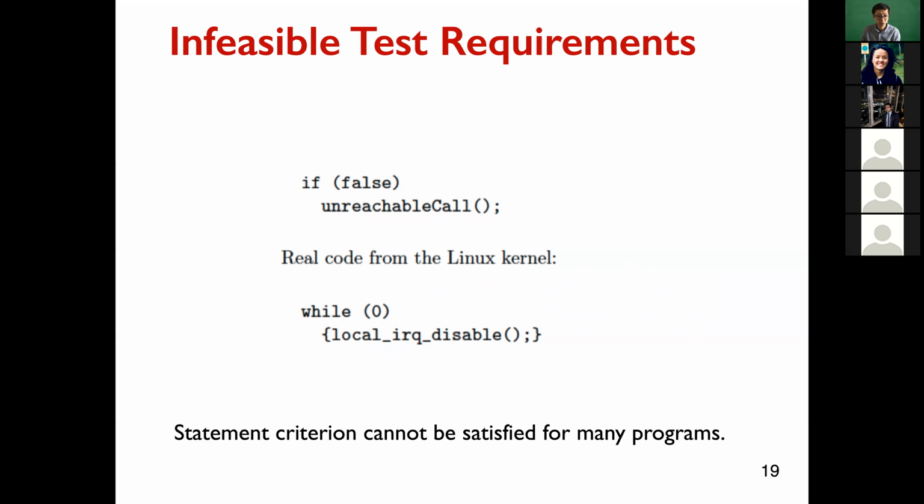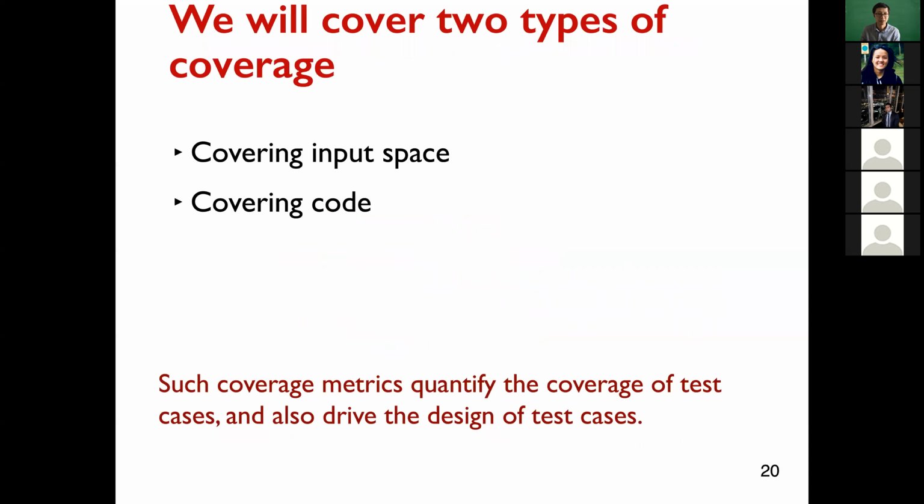So we talk about two coverage types, right? Then we will talk about these two types of coverage one by one. The first one is covering input space. The second is covering code, right?